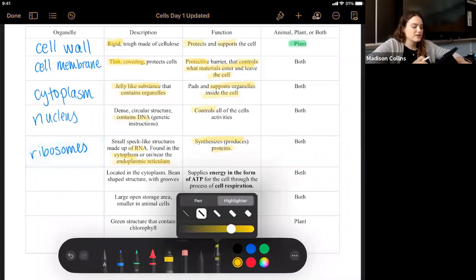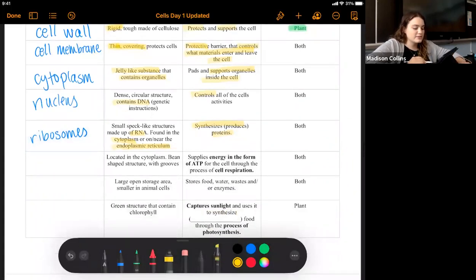Okay, next up, these are located in the cytoplasm, but then again, most organelles are. It's a bean-shaped structure with grooves, and its main function is that it supplies energy in the form of ATP for the cell. It is the mitochondria. Once again, the mitochondria is found in both animal and plant cells.